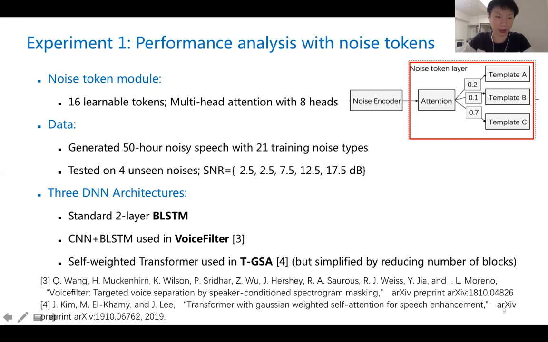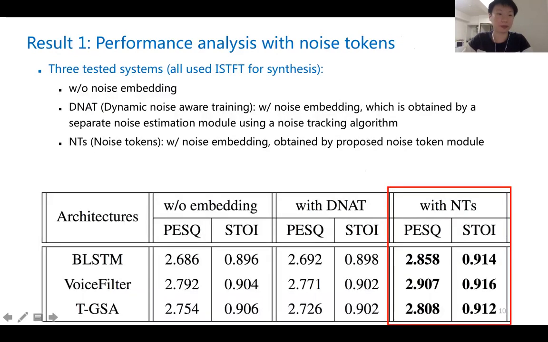We test our proposed noise tokens on 3 DNN architectures. They are the standard 2-layer BLSTM, the CNN plus BLSTM model used in VoiceFilter, and the third is a self-attention transformer structure used in the work of TSTNN.